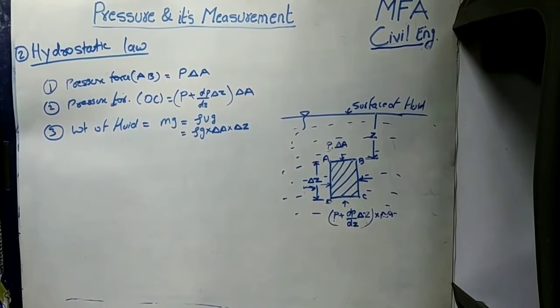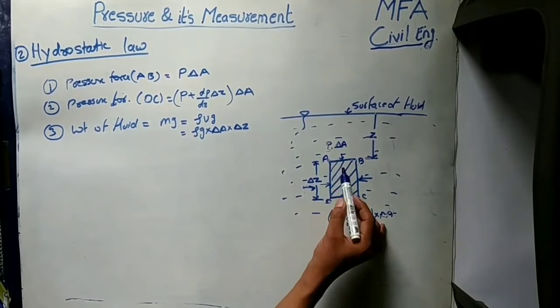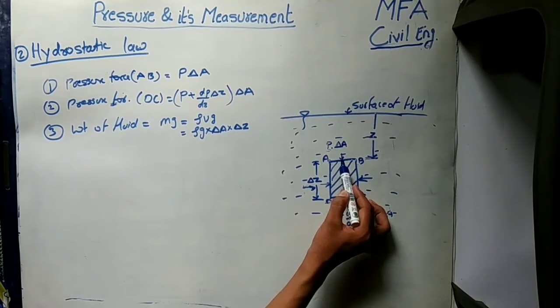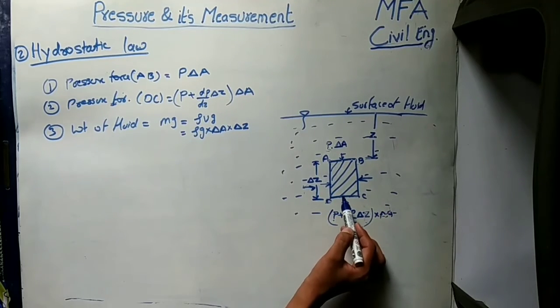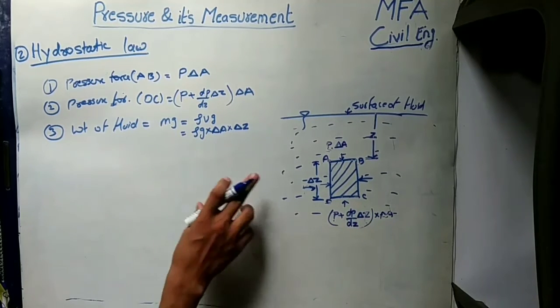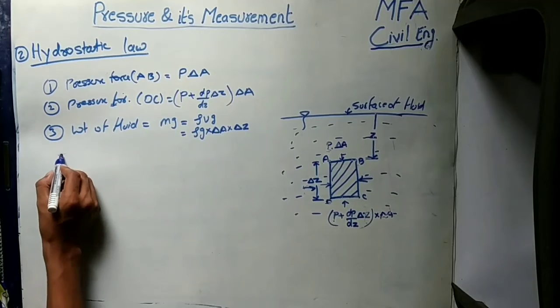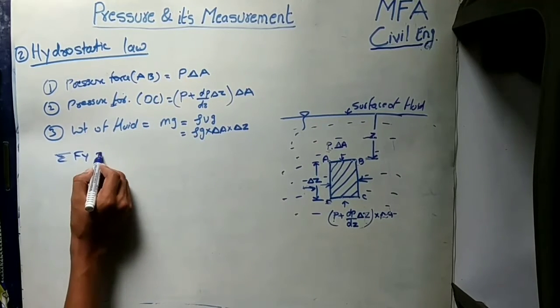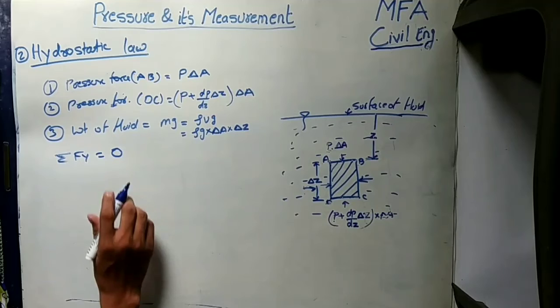Now the total forces which are acting on this fluid element are, first, the pressure force on the top side, second, the pressure force from the bottom side, and third, the weight of the fluid. Now for the equilibrium condition, all the forces in the vertical direction should be equal to 0.